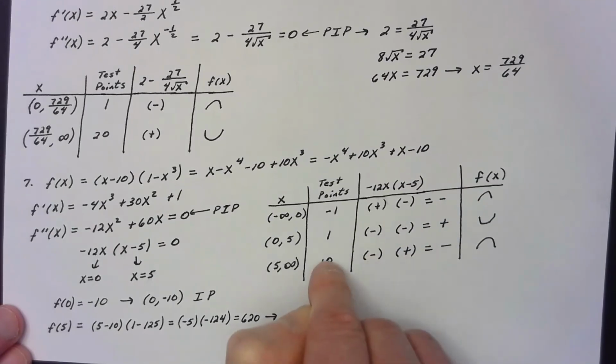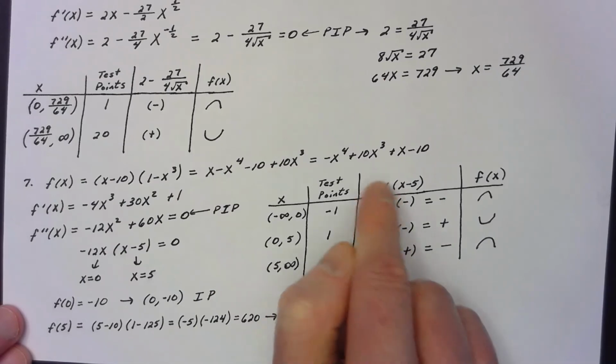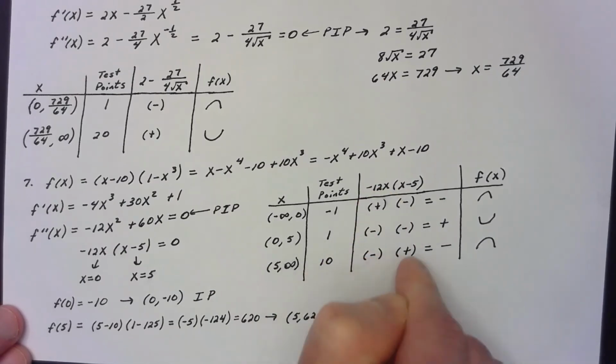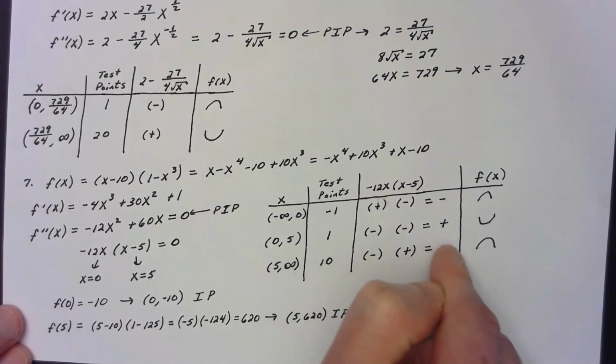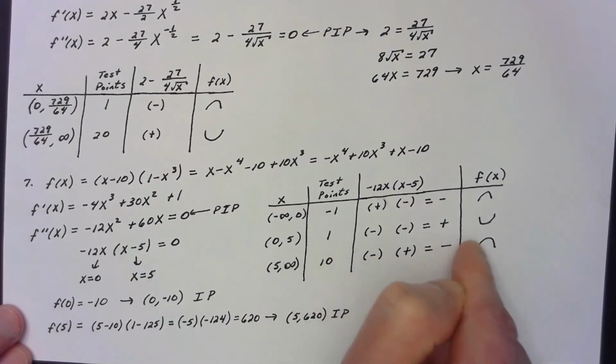Now, when I plug in a 10 to represent the last region, once again, I can see that first factor, negative 12 times 10, is a negative. But my second factor now is positive. I'd get 10 minus 5 is a positive 5. Negative times a positive is a negative. Anytime the second derivative is negative, your original function is concave down.